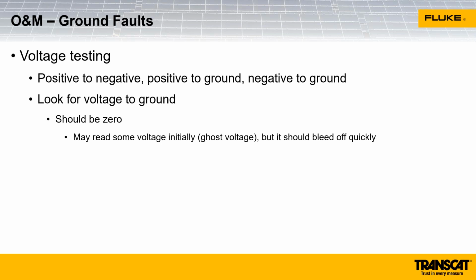We're going to need to test the positive to negative to measure the open circuit voltage of the string of modules. Then we'll test from positive to ground and negative to ground and see if there's anything there. When testing from positive or negative to ground, you should get 0 volts.